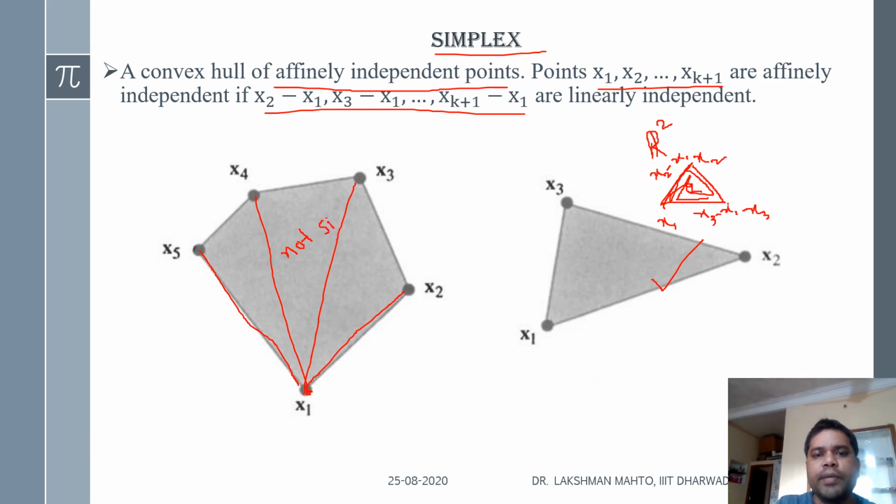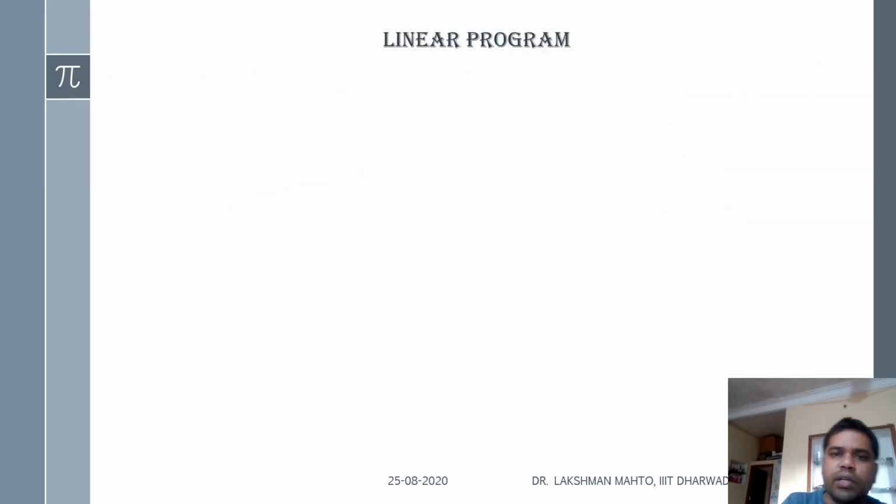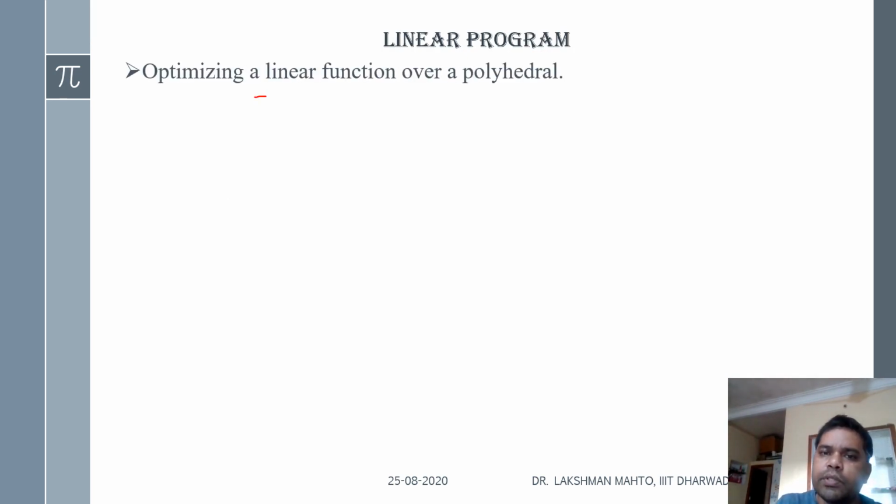So you might have already understood the difference between a polytope and a simplex, and what is simplex and non-simplex. A polytope can be categorized into two parts: one is the simplex part, another is the non-simplex part. The second example is not a simplex. Now we are going forward.